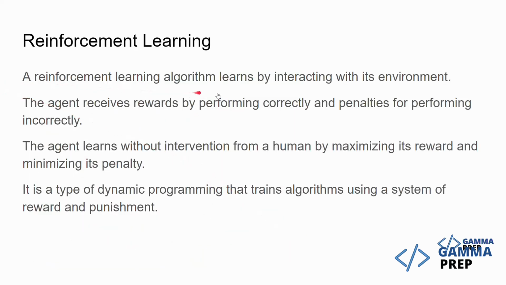So in reinforcement learning, we have an agent which interacts with the environment, and it receives rewards when it performs something correctly, and it gets penalties when it performs something incorrectly. The agent learns without the intervention of humans. There is a dynamic environment and everything is dynamic. Obviously, we have just said what is the reward, what is the penalty. But the agent is going to learn on its own by maximizing its reward and minimizing its penalty. It's kind of a dynamic programming that trains algorithms by the system of rewards and punishments, maximizing rewards and minimizing punishments.